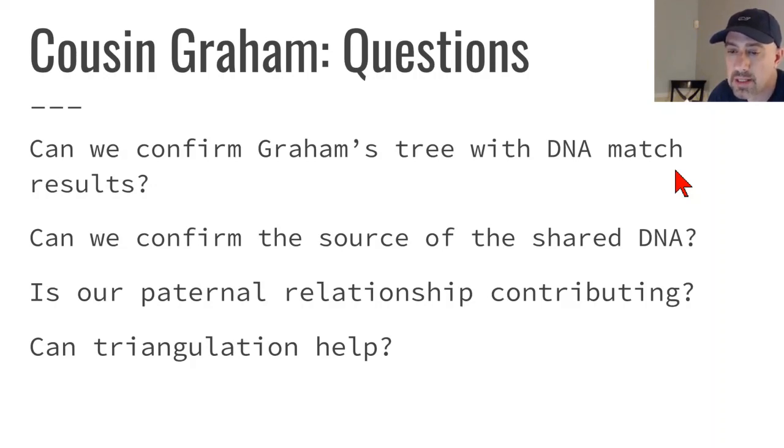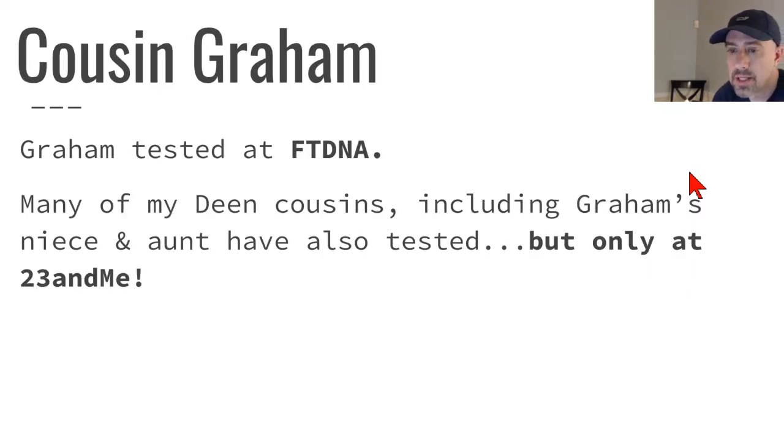And can we explore the possibility of some of that DNA having come from the paternal line? And of course, since this is a visual phasing, a visual triangulation discussion, we're going to be asking whether triangulation can help us with these questions. So again, Graham tested Family Tree DNA, and we believe that we're related on the Dean line, and I do have a good number of other Dean cousins, but unfortunately it seems that all of my good DNA matches are at 23andMe. So we have this big barrier between Graham and the rest of my Dean cousins, and we have to figure out a way to deal with this barrier.